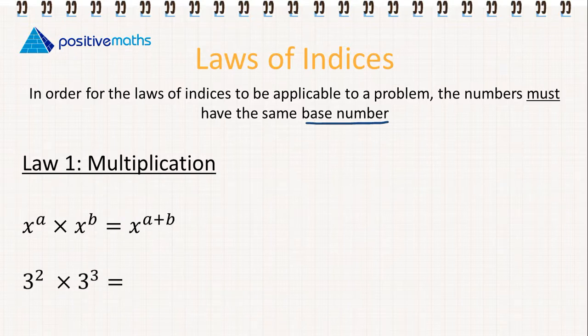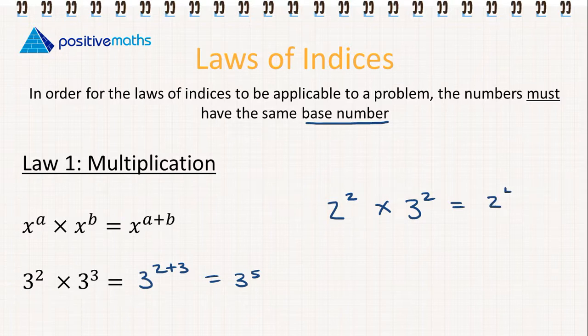So let's do an example. We have 3 to the power of 2 by 3 to the power of 3. So therefore we're going to get 3 to the power of 2 plus 3, which is equal to 3 to the power of 5. So just to note, we cannot do this if we have different base numbers. So let's just say we had 2 to the power of 2 by 3 to the power of 2. We cannot say 2 to the power of 4, or we cannot say it's 3 to the power of 4. Okay, so we can only use this rule where we add the powers when the base number is the same.